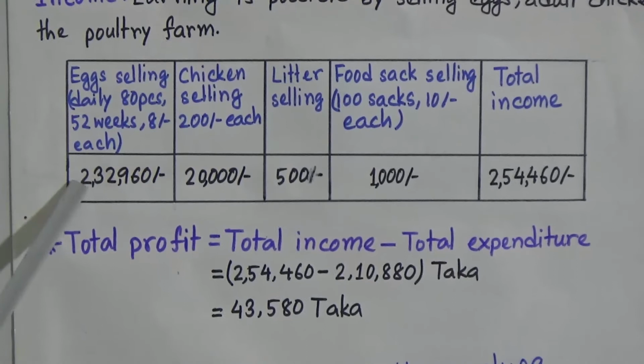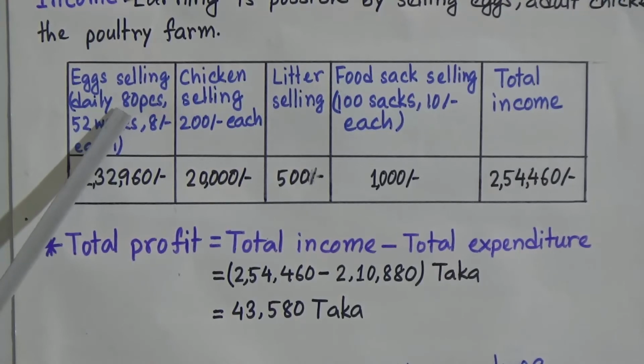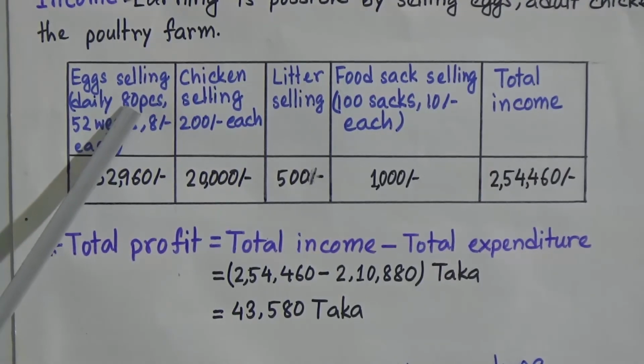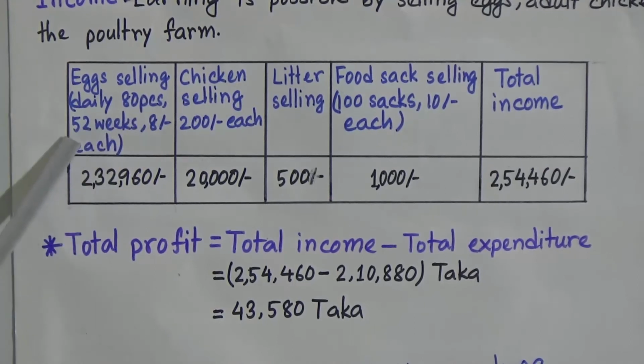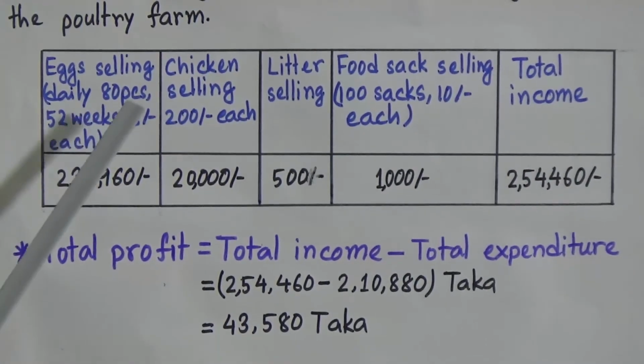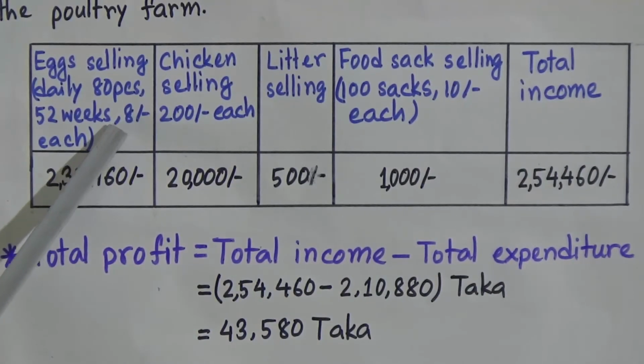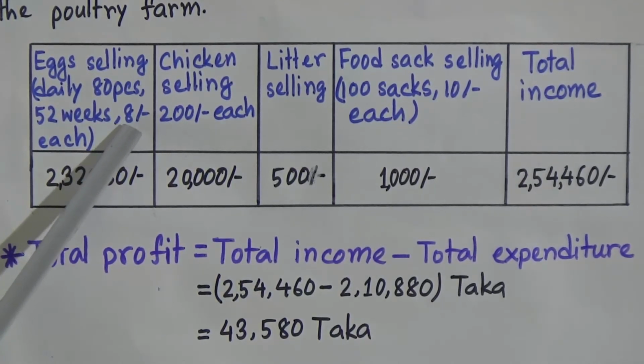So what will be our total income? Our total income will be 2,32,960 taka. And now look, each day we sell 80 pieces of eggs, and you can convert 52 weeks into days, and we all know that 7 days make a week. So you will find the days at first, then multiply by 80, and then again multiply that result by 8, and you will find the number.